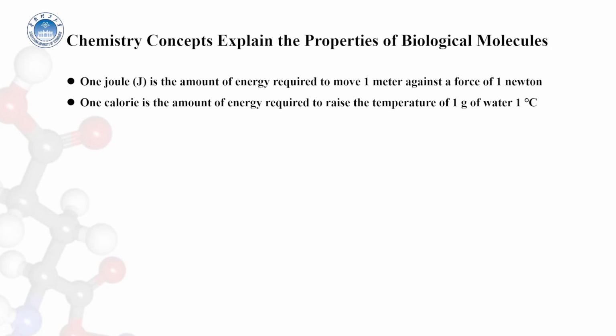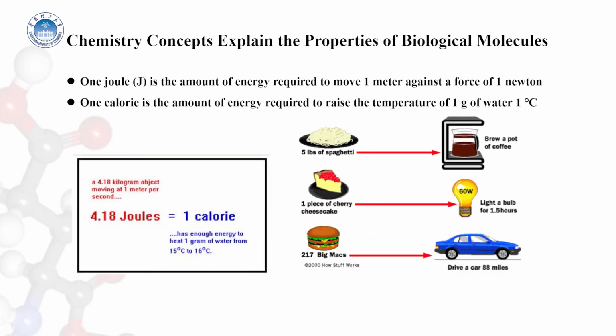Interatomic distances and bond lengths are usually measured in angstrom units. Several energy units are in common use, like 1 joule, short for J, as the amount of energy required to move 1 meter against a force of 1 newton. And 1 calorie as the amount of energy required to raise the temperature of 1 gram of water 1 degree Celsius. 1 calorie is equal to 4.18 joules. 1 joule is equal to 0.239 calorie.